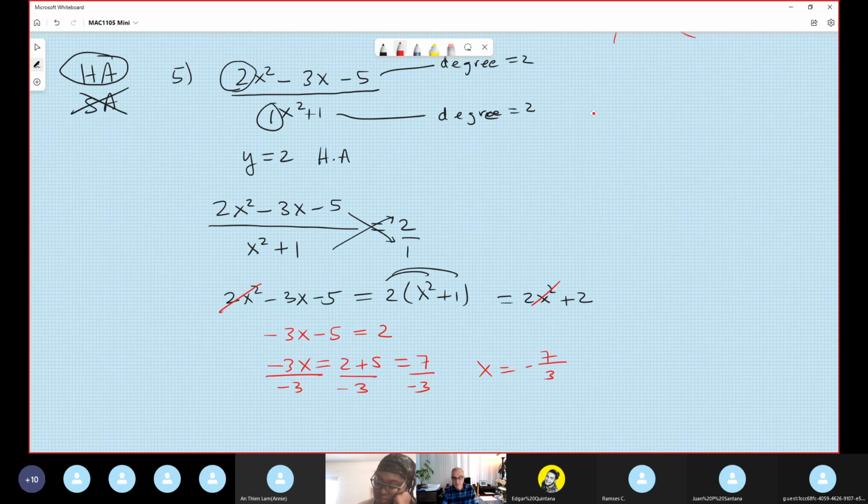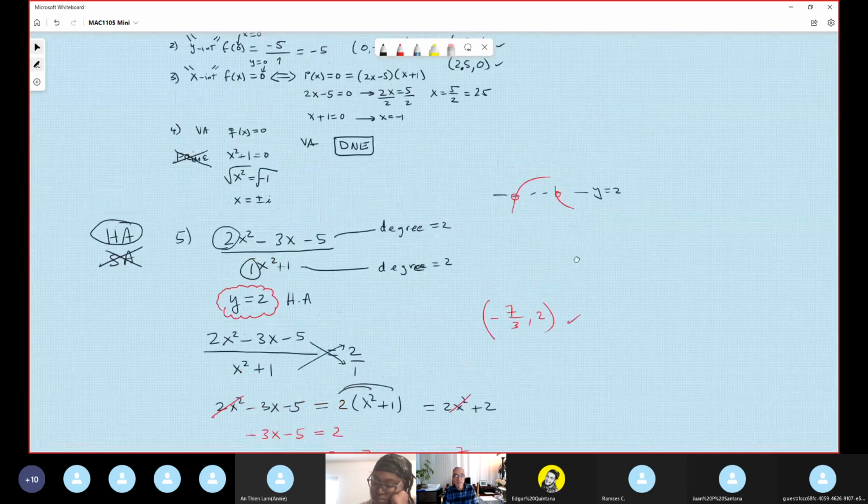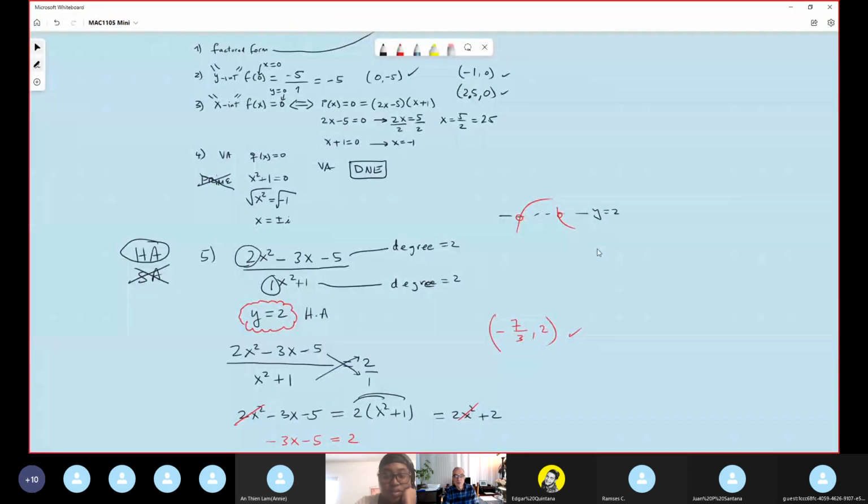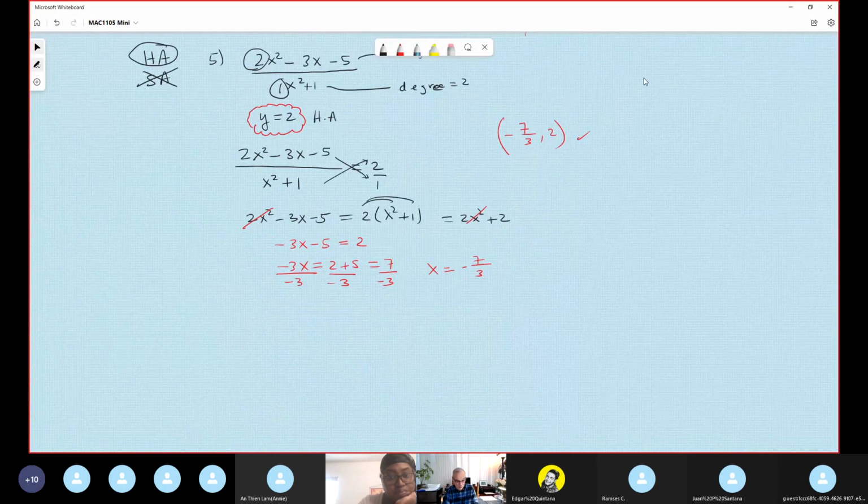This is the famous point in which our curve crosses the horizontal asymptote: the point negative 7/3, 2, because it's obvious that the y value associated with the horizontal asymptote is 2. Look here. No calculation, only using common sense. And this is another important point. But so far, how many points do we have? Well, we have 1, 2, 3, 4. Good. Super. We are good.